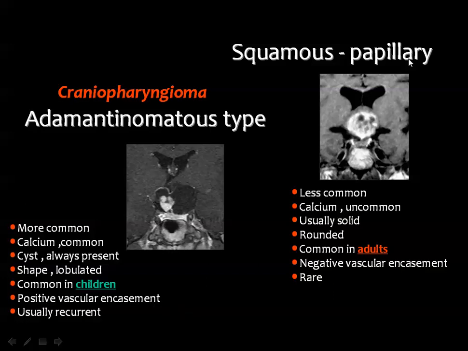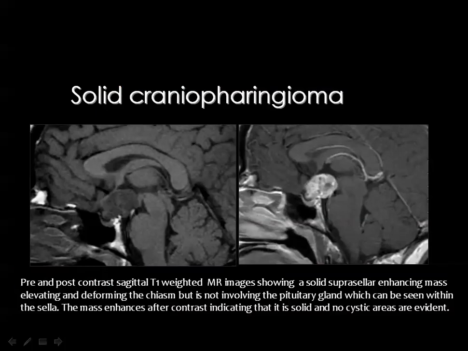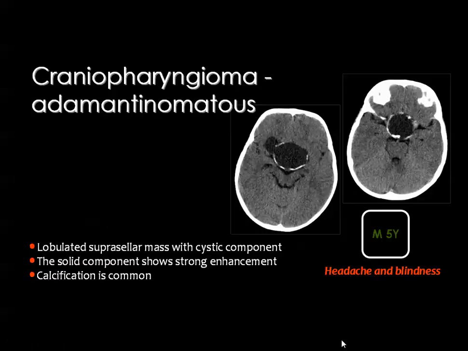The squamous papillary type is less common. It's usually seen in adults, and it is usually solid with some areas of breakdown inside, but there is no cystic component and no calcification. Then solid craniopharyngioma, which is the less common type, is seen as a mass in the suprasellar area. This is pre-contrast and this is post-contrast. The mass is almost homogeneously enhanced, showing some areas of breakdown inside the lesion.